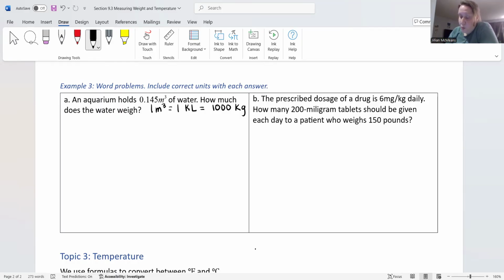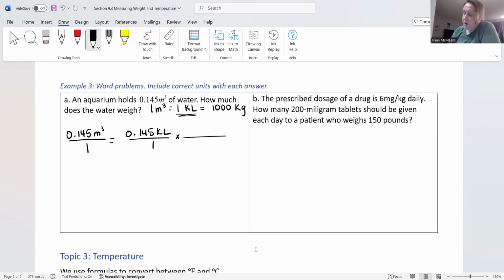Okay. So let's see here. We have 0.145 cubic meters, over 1. Now we know that is exactly the same thing as 1 kiloliter. So I can go ahead and just say that equals a kiloliter. So for each cubic meter, I have a kiloliter. So 0.145 cubic meters is going to equal 0.145 kiloliters. So we can go ahead and start converting this here. We can say this is 0.145 kiloliters, and we want to convert that to kilograms.